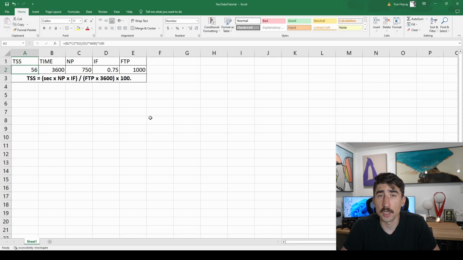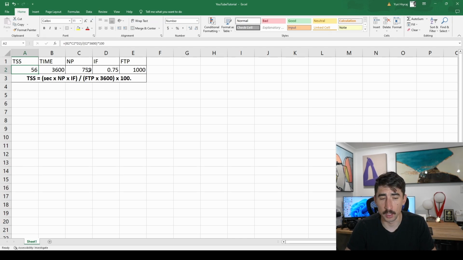So now we're going to talk about how TSS is calculated. I've written out the formula here. TSS is going to be using time in seconds, your NP, which is normalized power, your IF, which is your intensity factor. It's also going to be using FTP, which is your functional threshold power. And then there are two time constants.